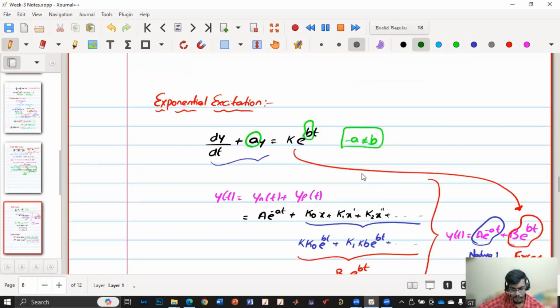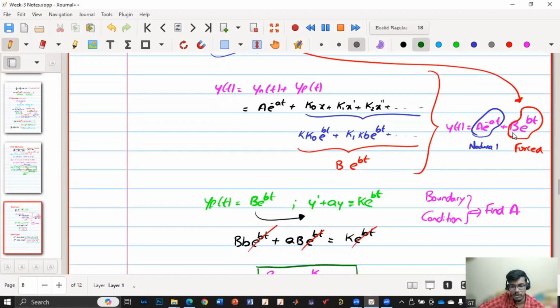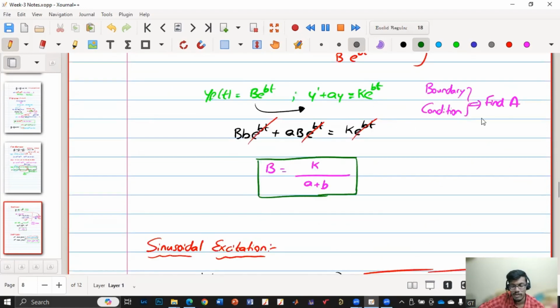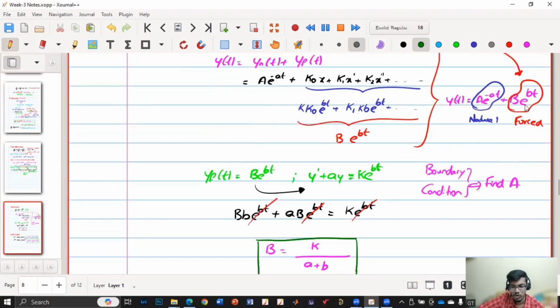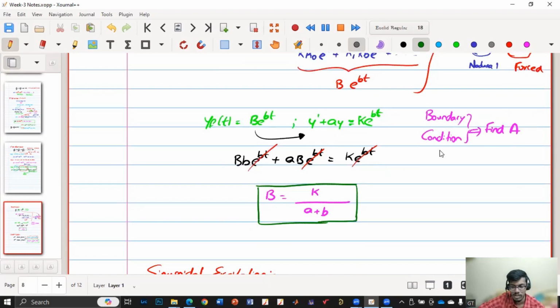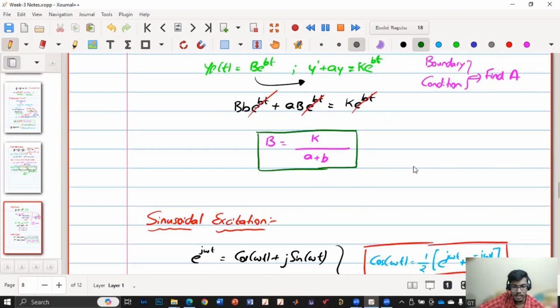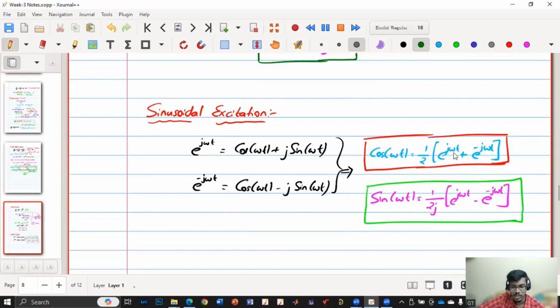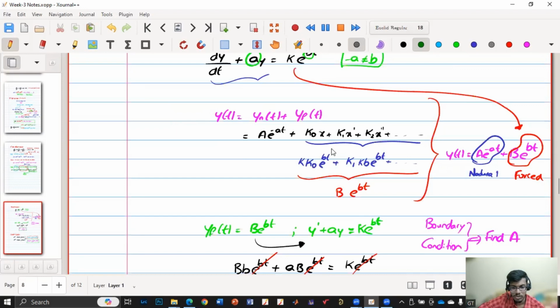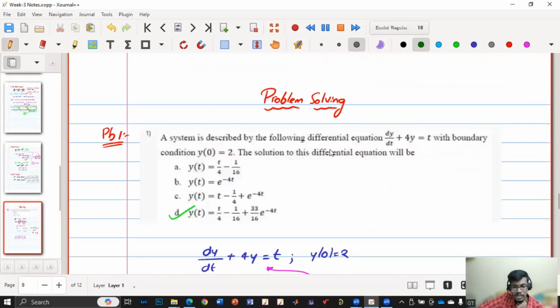Then we went into the exponential excitation where this is not matching with this. Then we realized that the forced response will be a coefficient times this exponential term. How will we get that coefficient? By substituting back into the given differential equation. We'll get that coefficient, and for the coefficient of the natural response we use the boundary condition to get A. In any question, they will give that boundary condition, so you'll have enough equations to solve for all the unknowns. And if it is a sinusoid excitation, then we will convert that sine or cosine into exponential and it will fall into this problem.